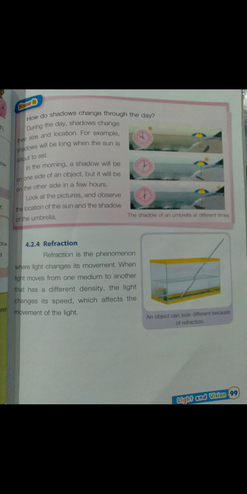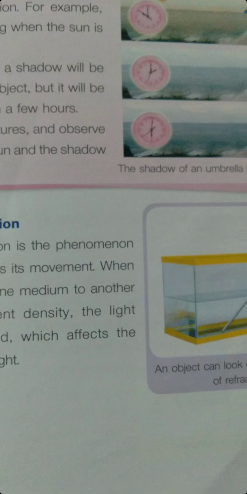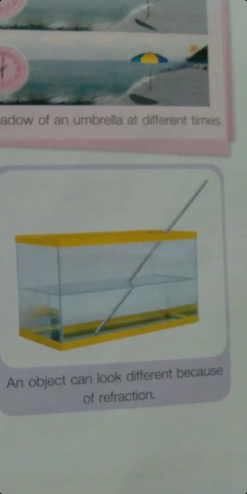So that's about the shadow. Now let's talk about refraction. Refraction is the phenomenon where light changes its movement. When light moves from one medium to another that has a different density, the light changes its speed, which affects the movement of the light. Look at the picture here. An object can look different because of refraction.